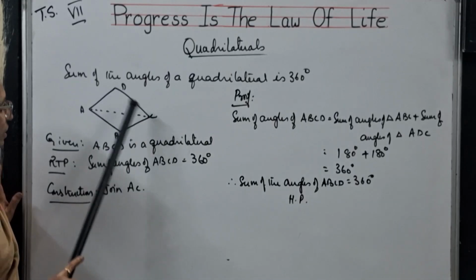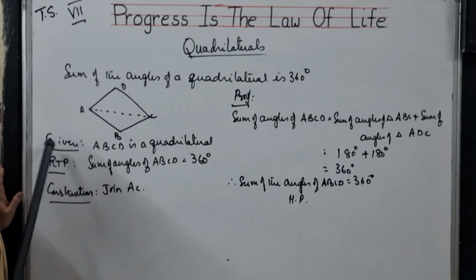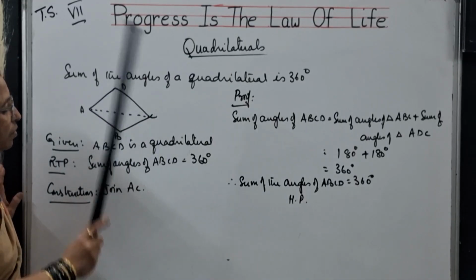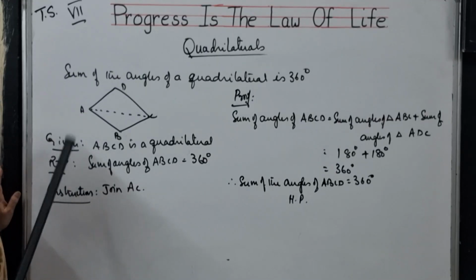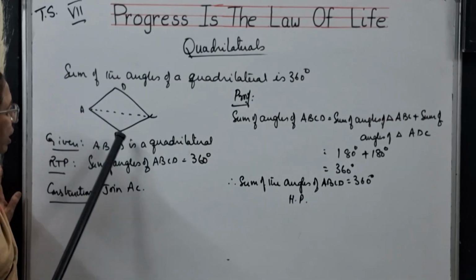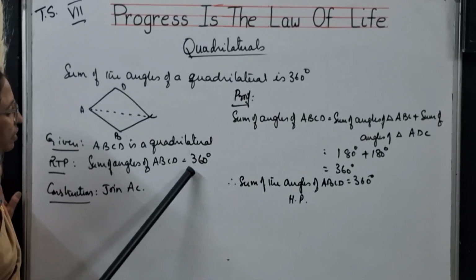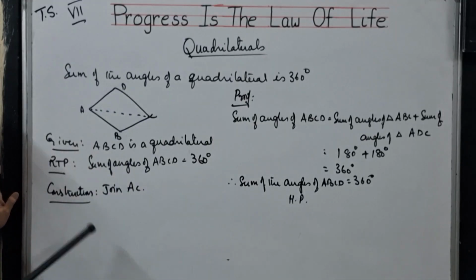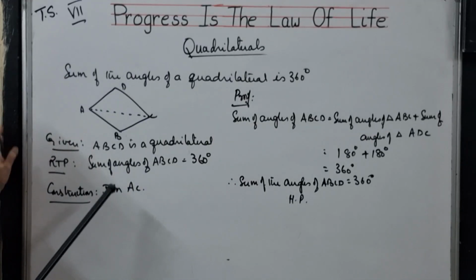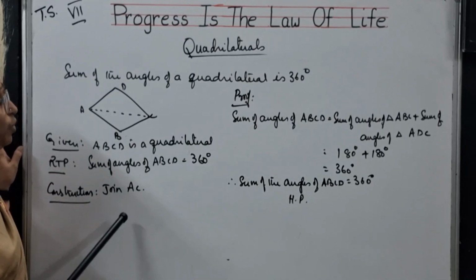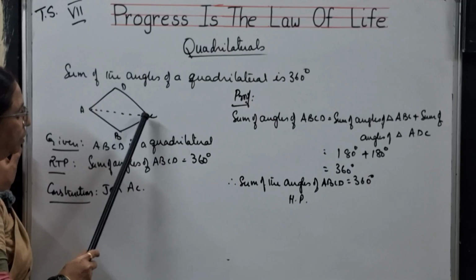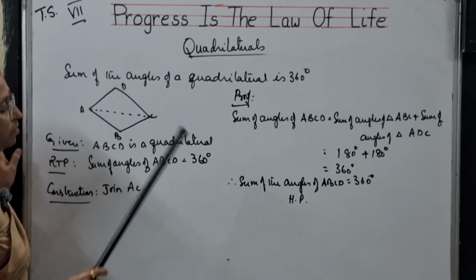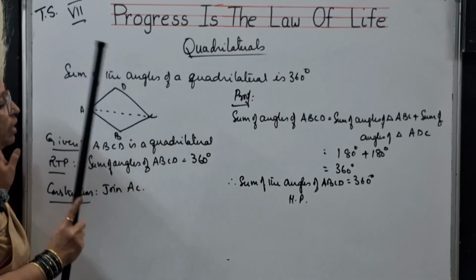Now, ABCD is the quadrilateral given. What is given? ABCD is a quadrilateral. What is RTP? RTP means required to prove. What is it? Sum of angles of this ABCD is 360 degrees. There is a construction. Construction means the one which you need to do so that you can prove the given statement. That is, AC you have to join. Always construction should be drawn in broken line.